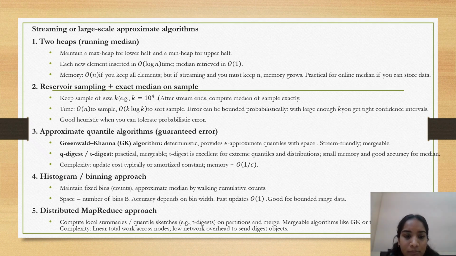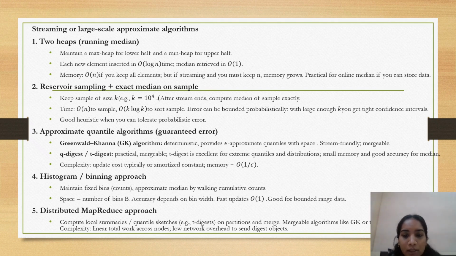One practical approach is maintaining two heaps, a maximum heap for the lower half of elements and a minimum heap for the upper half. Insertion is O(log n) per element and median retrieval is O(1). Memory is O(n) if we store all elements. This works well for online streaming median where we can store all data in memory. And the second is reservoir sampling plus exact median on the sample.